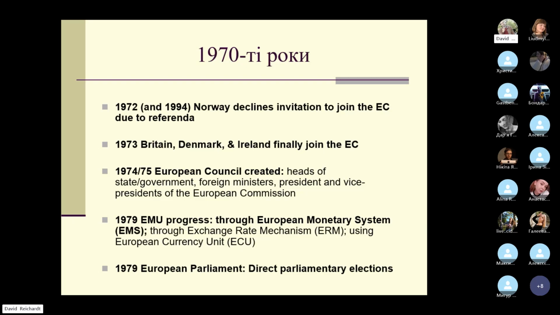In 1974-75, something called the European Council is created, with the heads of all the governments meeting from time to time. We'll talk about that. In 1979, they make progress, creating a European monetary system to prepare later for the euro. And in 1979, they create the European Parliament, where European citizens can directly vote for members of the European Parliament.